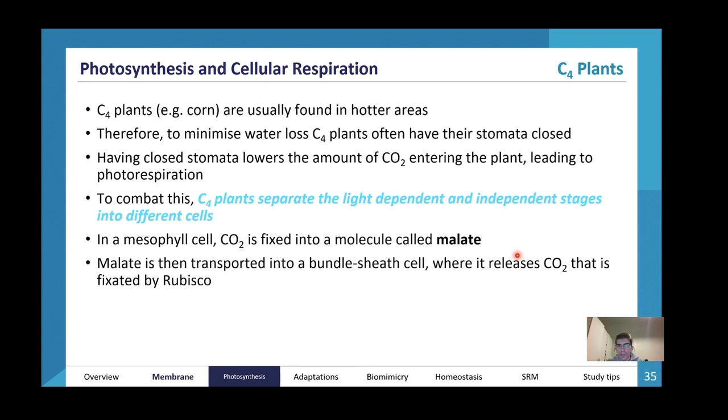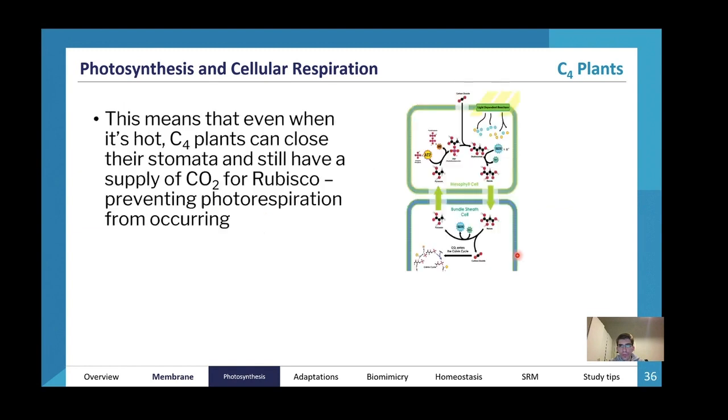To combat this, C4 plants separate the light-dependent and independent stages into different cells. In mesophyll cells, carbon dioxide is fixed into a molecule called malate. Malate is then transported into a bundle sheath cell, where it releases carbon dioxide that is fixated by rubisco. This means that even when it's hot, C4 plants can close their stomata and still have a supply of carbon dioxide for rubisco, preventing photorespiration from occurring.